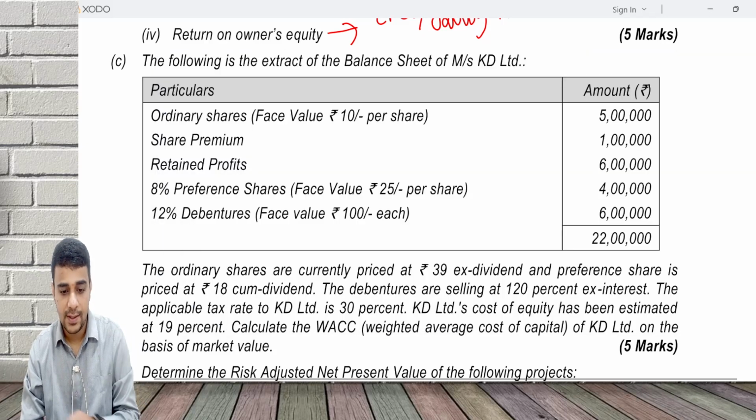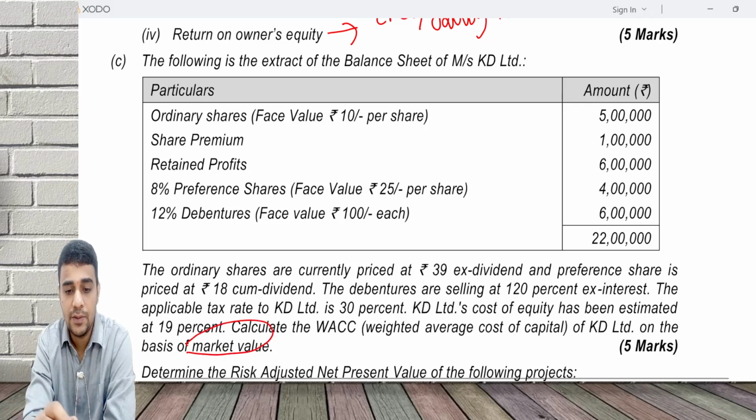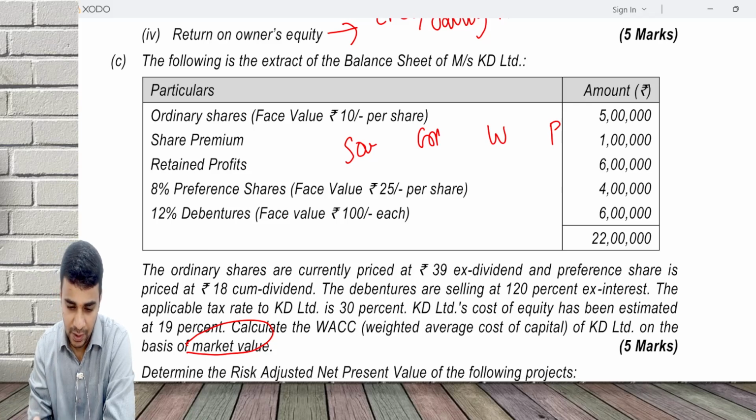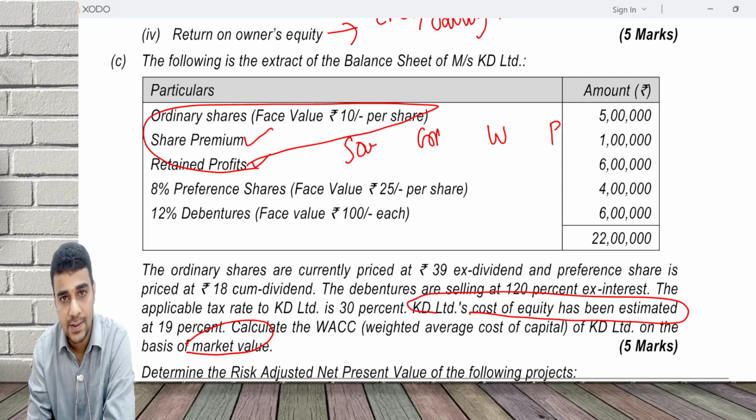Okay, let's start discussing this. They've asked for WACC computation based on market value. For WACC computation, we used to follow the format source, cost, weight, product. I'm going to use the same format. Cost of equity is given in the question. Equity, share premium and retained earnings are going to be the same, so I'll show them as a single line item, cost of equity, because your cost of retained earnings can be different from cost of equity if there's some flotation cost and other things.